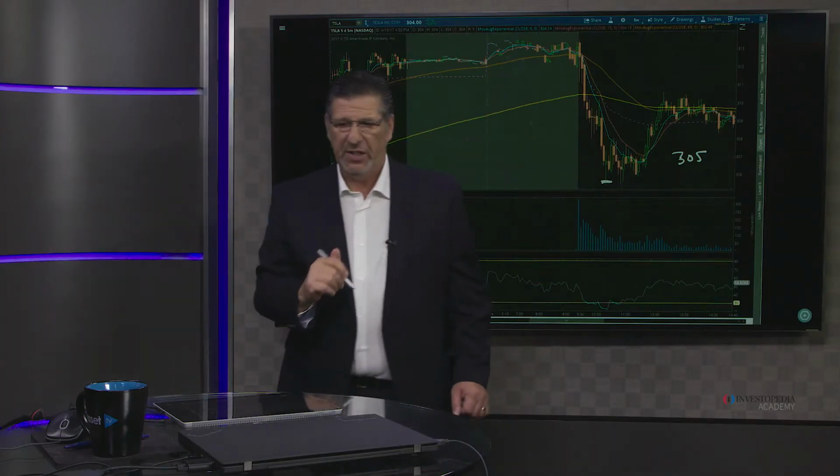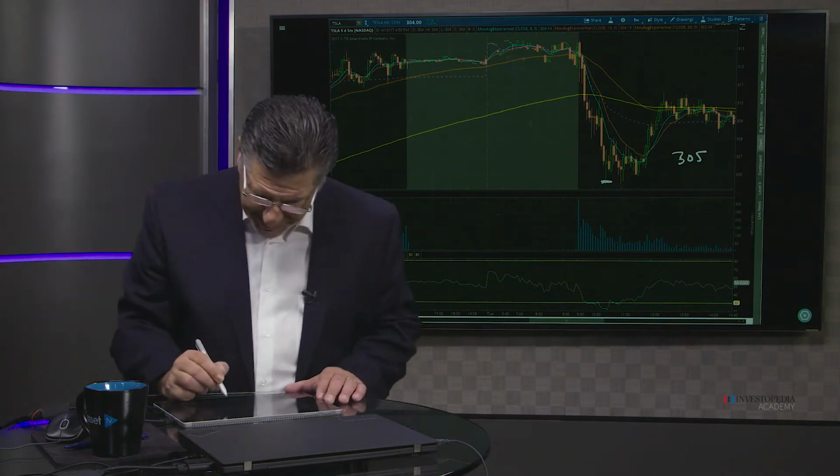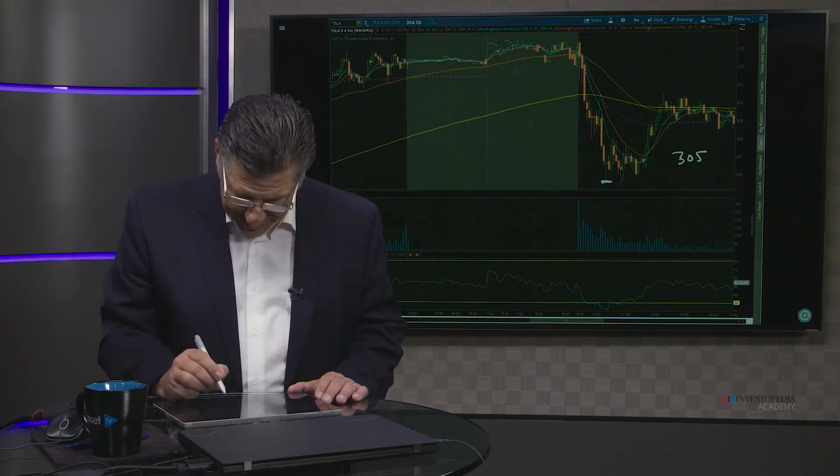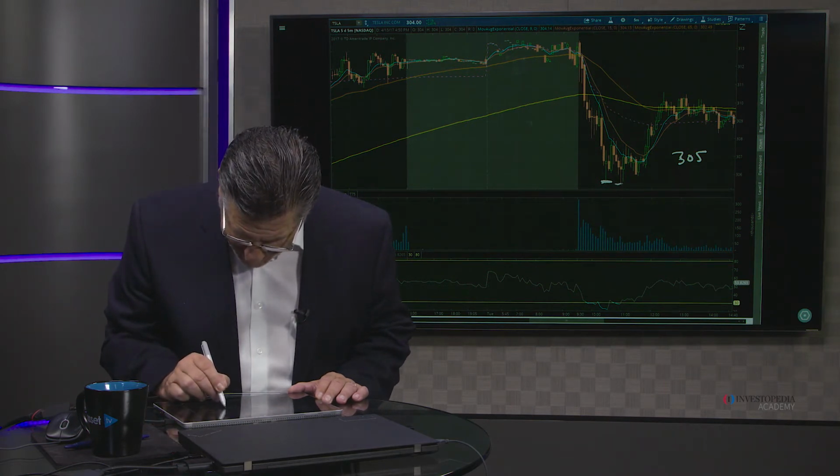So let's talk about the actual numbers here. Tesla makes a low of $305. We have about 40 minutes in between. Now it comes back and exactly tests that low of $305. The way we're going to execute this order is with a limit order.